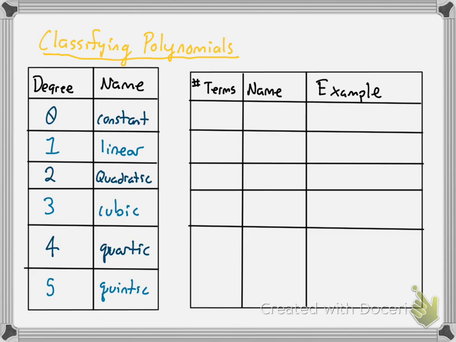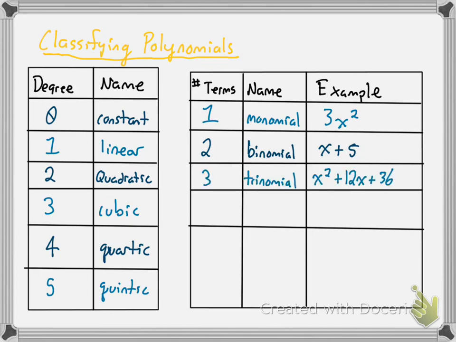The other thing that you're going to have to know when classifying polynomials is how to name them by the number of terms they have. As we talked about earlier, if a polynomial only has one term, we call that a monomial function. An example of that would be 3x squared. If that polynomial has 2 terms, we call that a binomial, and you can see the example to the right there. If it has 3 terms, we call it a trinomial.